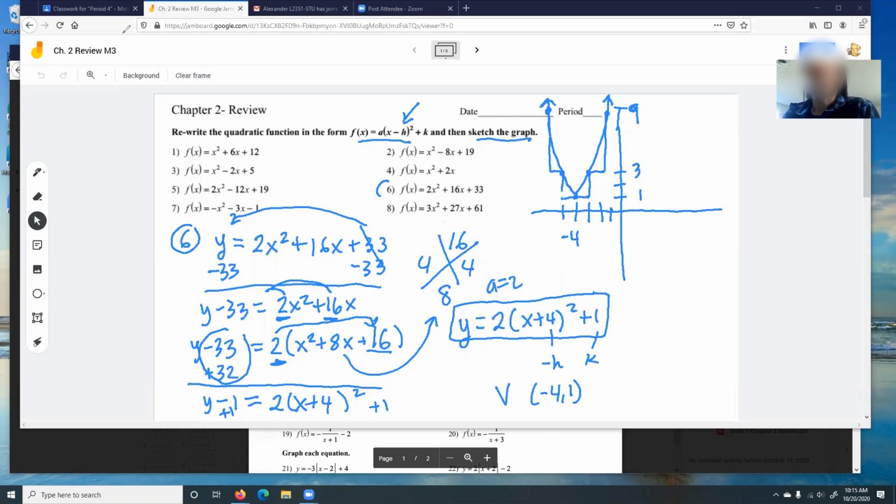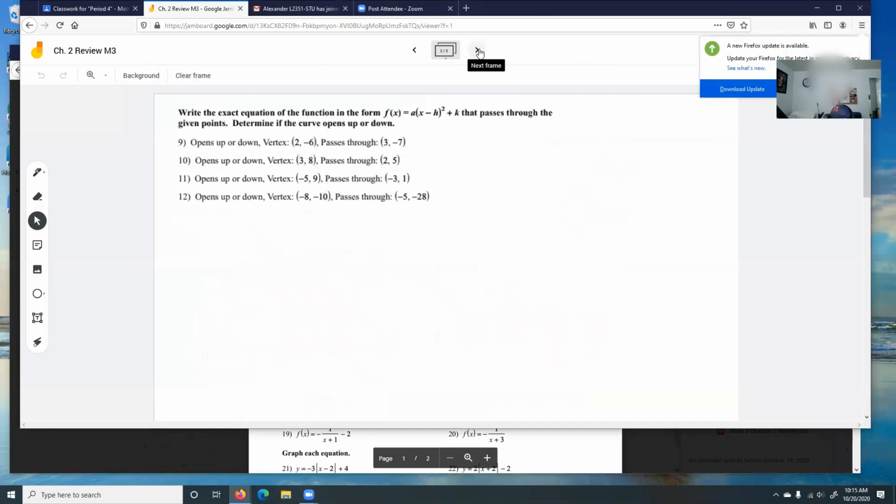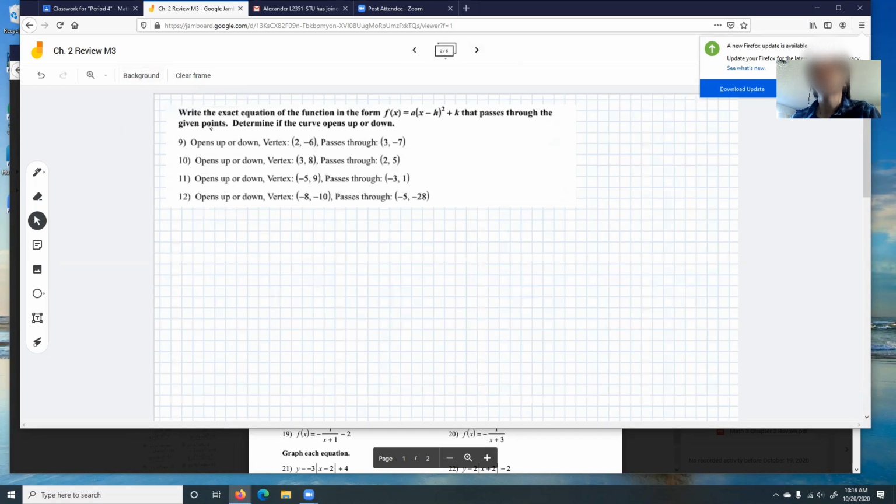The next one I was going to move on to, I have to clear this out, is number 10. Is it 10 I'm doing? Oh, 9. I'm going to do 9 and 12 if possible. So number 9: write the exact equation of the function in vertex form again that passes through these given points. Your vertex is 2, -6 and it passes through the point 3, -7.